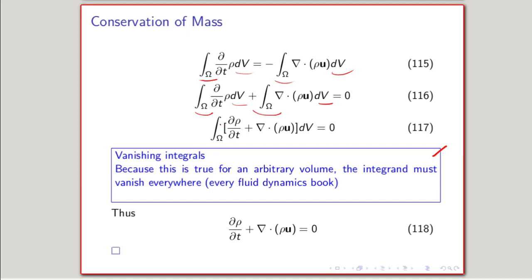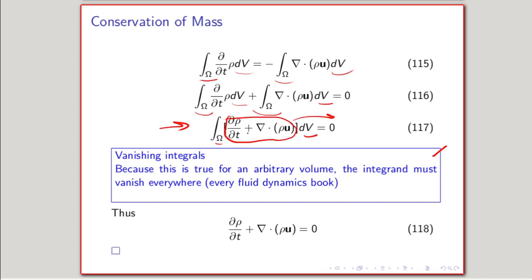So because this statement is true for any arbitrary volume, it must vanish everywhere. Because this is true for any arbitrary volume, this means that the term inside is equal to 0. It has to be equal to 0 for this integral to be equal to 0. It needs to be equal to 0 because this is a conservation law. The amount flowing through the area needs to be equal to the variation of the mass over the entire domain. So for this conservation law to hold, this inner term can only be 0.